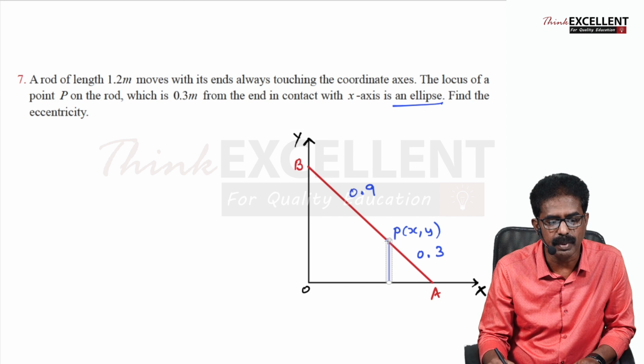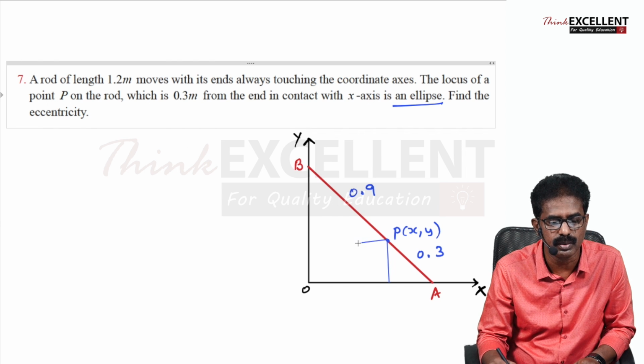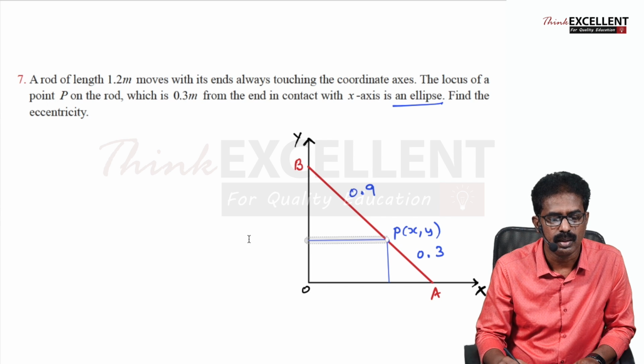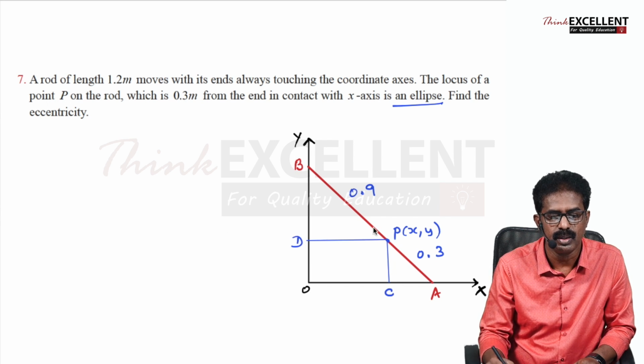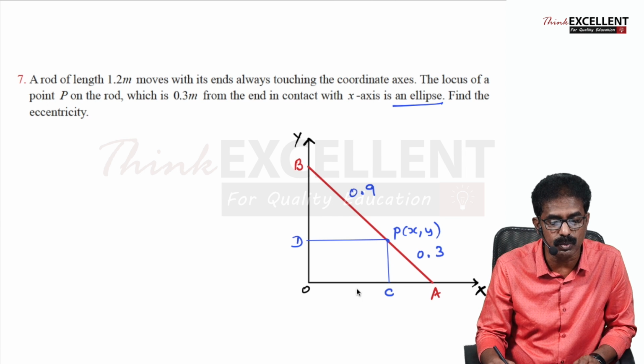So distance from x-axis and distance from y-axis. Both the distances you can find out. We name these points as say C and D. So P is a point (x, y). So the x coordinate is x, that is OC is x, right? OC is x means PD is also x only.